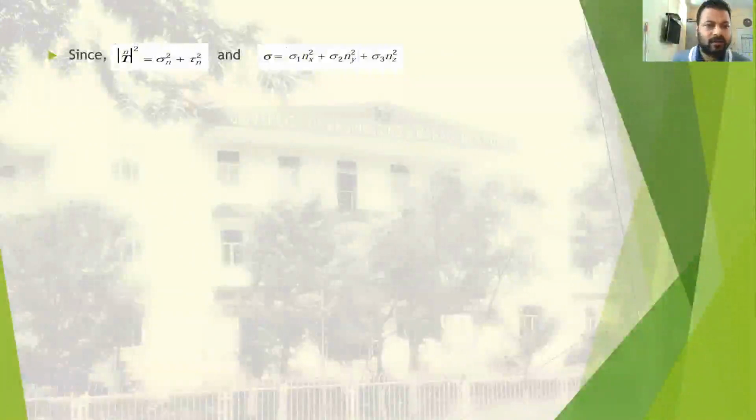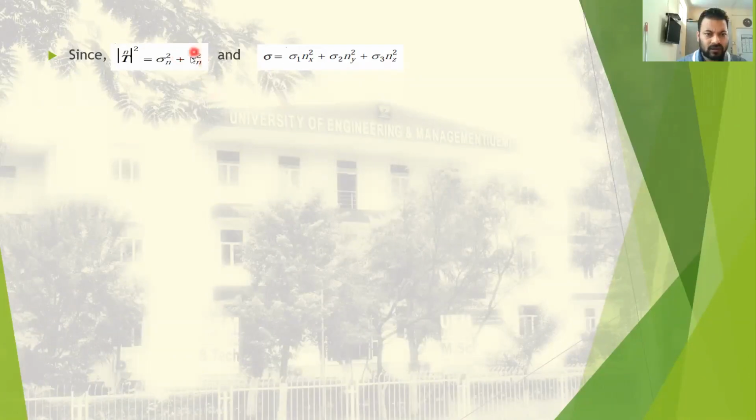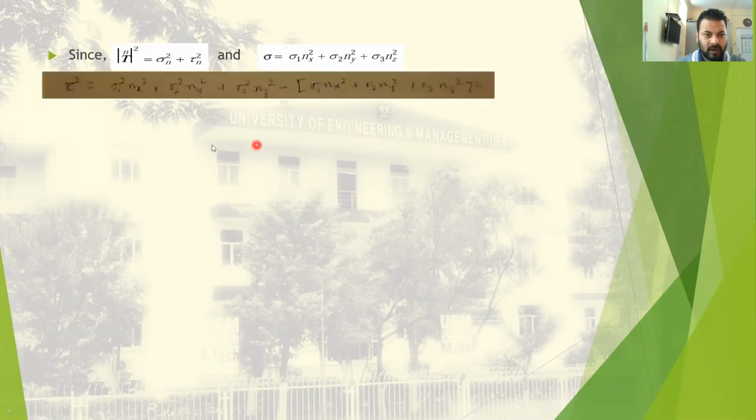Since resultant stress is equal to sigma n square plus tau n square, and the value of sigma we have derived, in order to get the value of tau n square, it can be written as Tn square minus sigma n square. By putting the value of sigma n, let's see what we can do. Tau square can be written as we have the value of Tn square, that was sigma 1 nx square, sigma 2 ny square plus sigma 3 nz square, minus this sigma whole square.